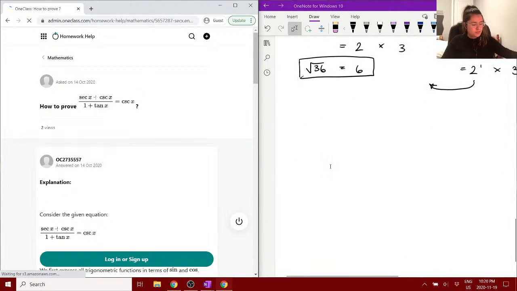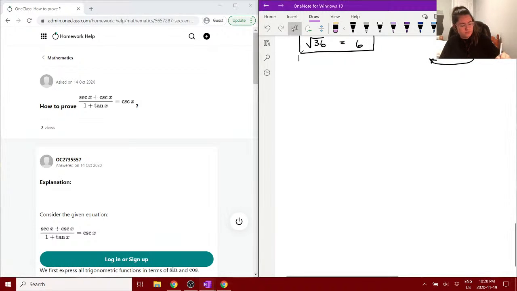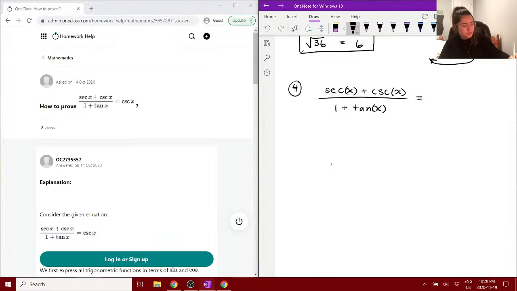All right, question 4. So we're asked to prove this trig identity, okay? So we have secant x plus cosecant x divided by 1 plus tan x equals cosecant x, okay?